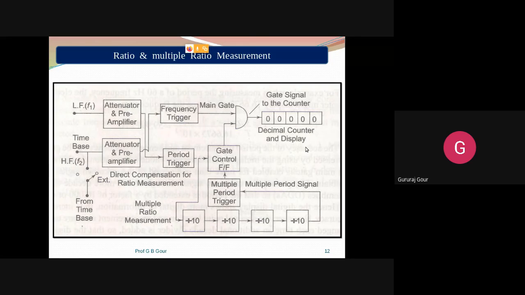Next one, how to measure. So we have seen so far how to measure frequency and how to measure time period. Also we have seen their limitations, and also we have studied how to minimize their limitations and extend their performance. Next one, we will see how to measure multiple frequencies.